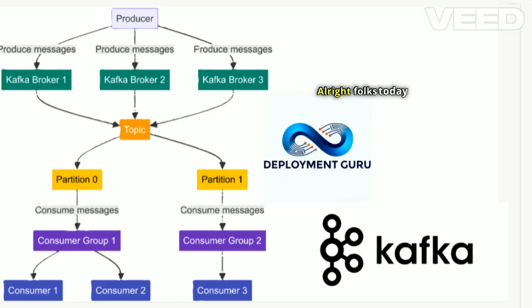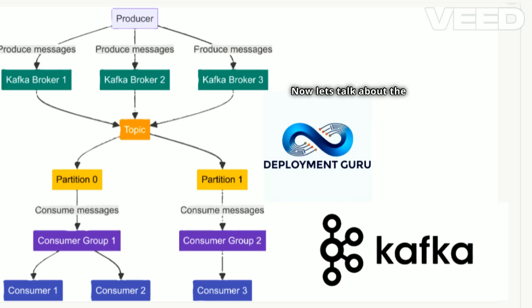Alright, folks, today we're diving into the exciting world of Apache Kafka. So, what exactly is Apache Kafka? Well, it's a distributed streaming platform that is designed to handle real-time data feeds with high throughput and fault tolerance.